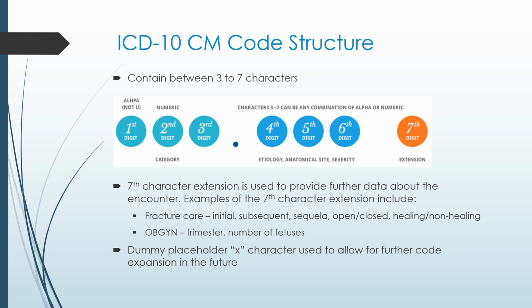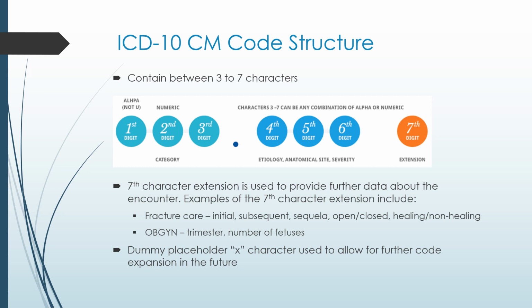The 7th digit code is usually used to define things within our orthopedic section or our OB-GYN section. For example, a 7th digit extension in orthopedics might be used to define fracture care. Is this an initial visit for fracture care? Is it a subsequent visit for fracture care? We also use the 7th digit to define if the fracture is open, closed, if it's healing, non-healing, those different types of things. And in OB-GYN, we use the 7th digit character to define the trimester of the pregnancy. We can use it to define the number of fetuses for the pregnancy as well.